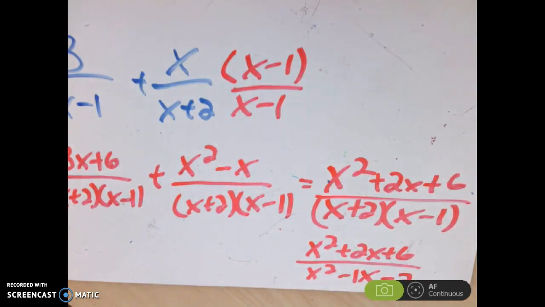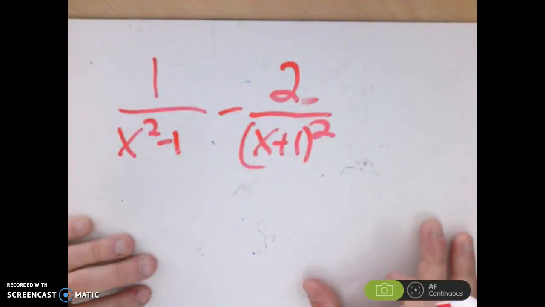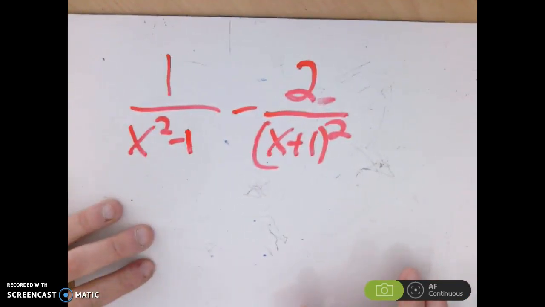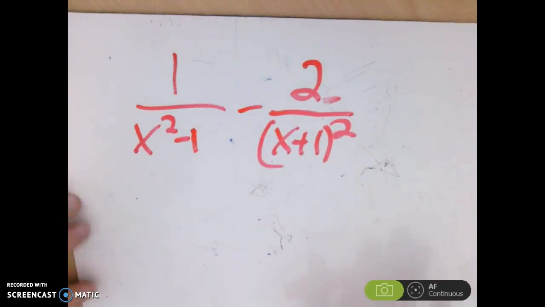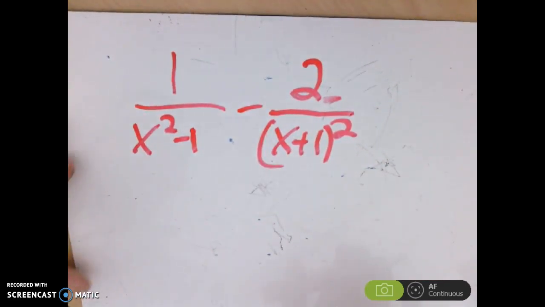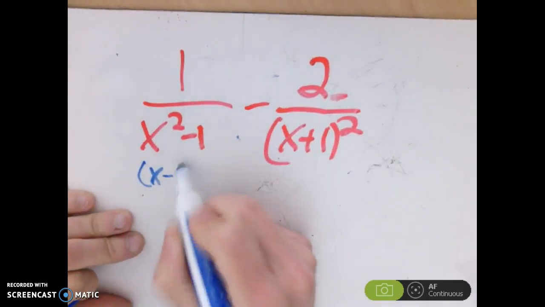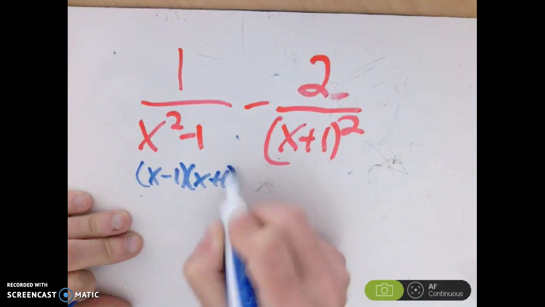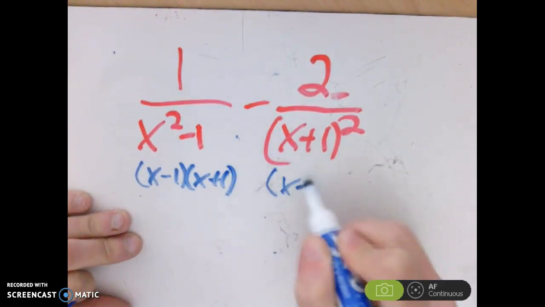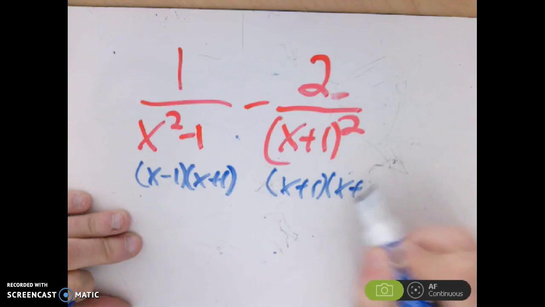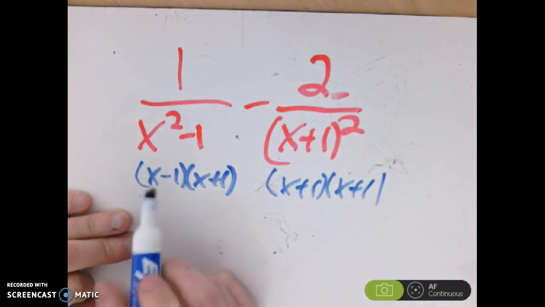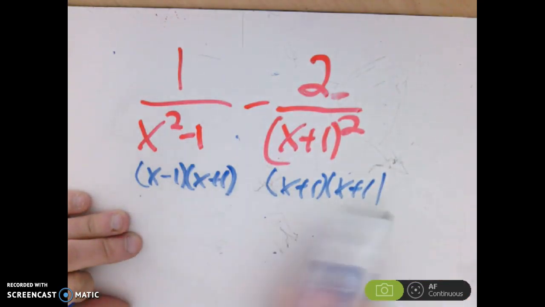And now onto the second one, onto example 5b here. So I have a subtraction problem now. So once again, I need common denominators for subtraction. So what I'm going to do is I'm going to factor out the bottoms, the denominators, and see what I get. So I get this is x minus 1 times x plus 1. And this is x plus 1 times x plus 1. So I need to have an x minus 1 and 2 x plus 1s as my denominator.